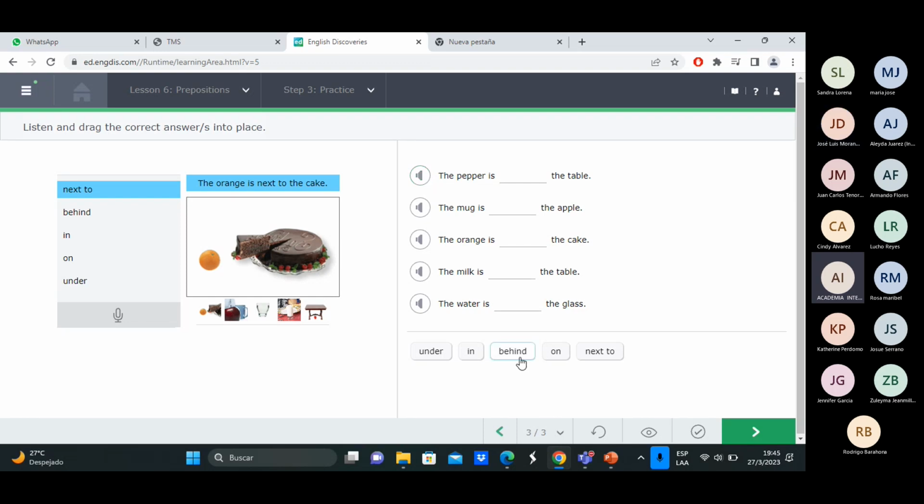¿Qué escucharon? Under. The mug is behind the apple. The second. Behind. It's correct. The orange is next to the cake. Next to. The milk is on the table. On. And the water. The water is in the glass. In the glass, right. It is inside the glass. Está dentro del vaso.